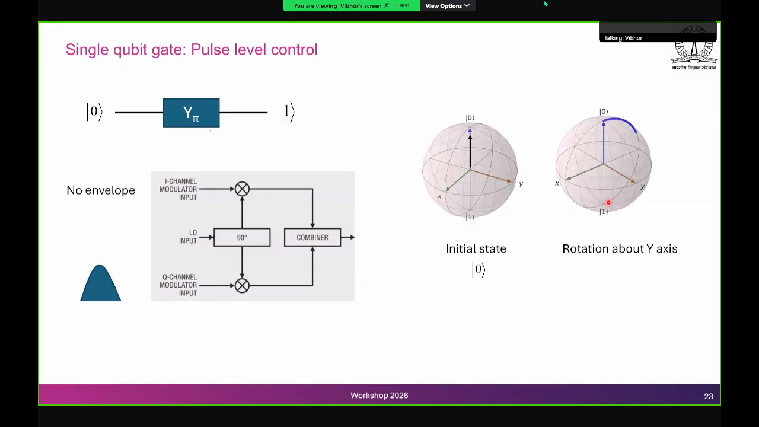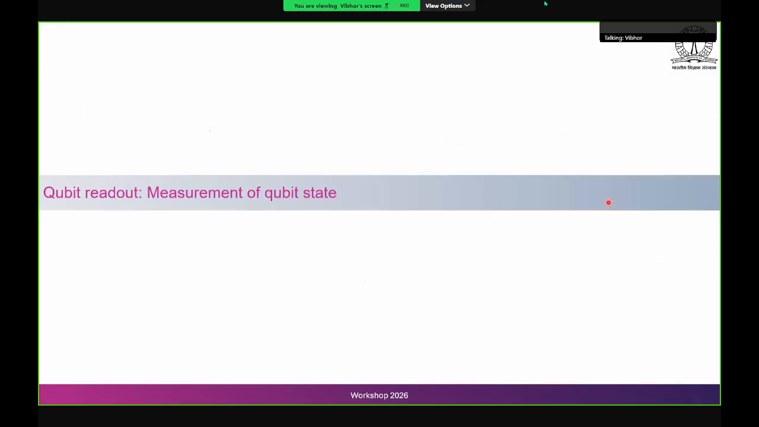Okay, and this dynamics of the qubit can then be visualized easily on the Bloch sphere through x, y, and z rotations. Okay, so this is the pulse level control of a single qubit.